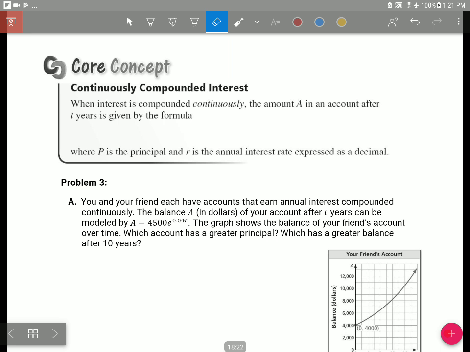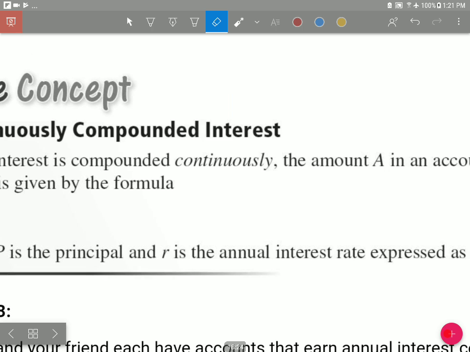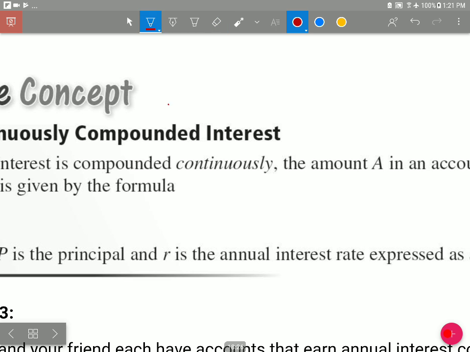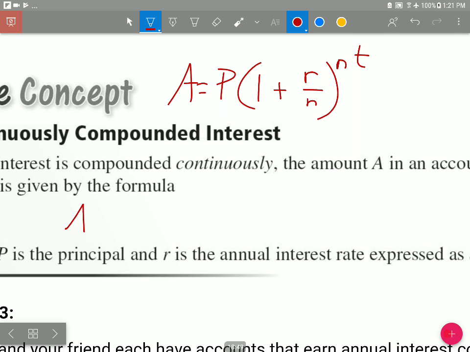Compounded interest, continuously compounded interest. Last week we gave you this one: A equals P times 1 plus r over n, to the power of nt, when we said things were compounded monthly, weekly, daily, hourly, semi-annually. When we are compounding things constantly, we're not stopping, we use this formula: A equals P e to the rt.